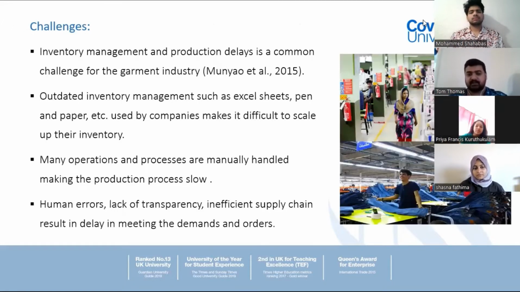Inventory management and production delays are a common challenge of the garment industry. Outdated inventory management, such as Excel sheets, pen and paper, makes it difficult for companies to scale up their inventory. Many operations and processes are manually handled, making the production process slow. Human errors, lack of transparency, and inefficient supply chains result in delays in meeting demands and orders.